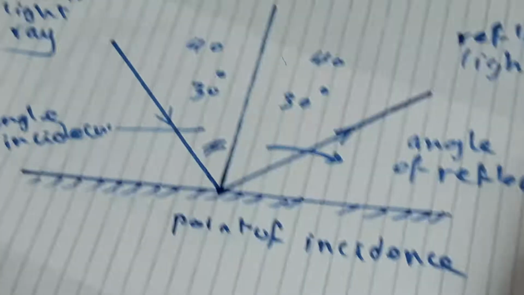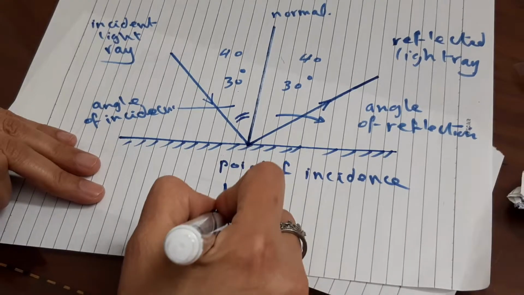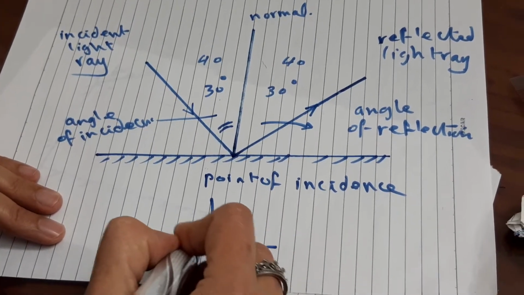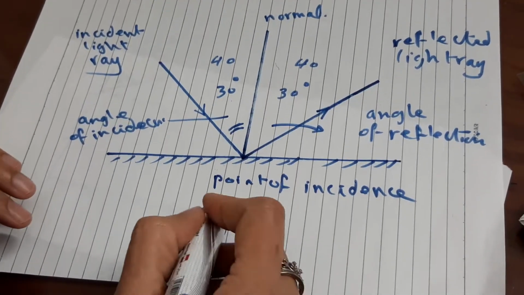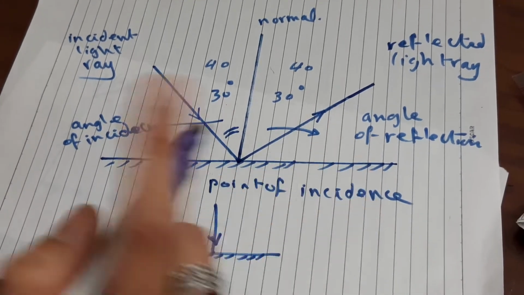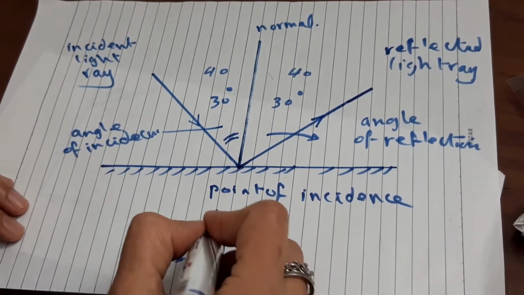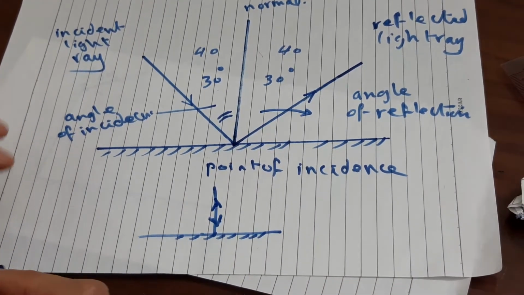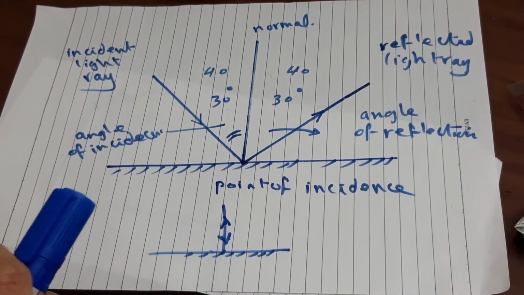Okay, this is the phenomenon of light reflection. What happens when the light ray falls perpendicular on the reflecting surface? The angle between the incident light ray and the normal will be 0. So the angle of reflection will be 0. Then the incident light ray and the reflected light ray lie on each other, so it reflects on itself. This is the first law of light reflection.